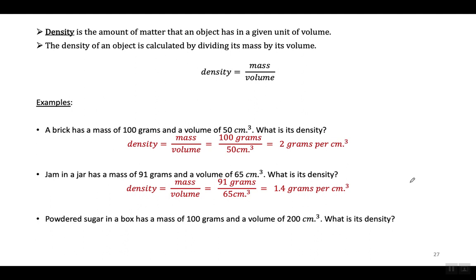Last example. Powdered sugar in a box has a mass of 100 grams and a volume of 200 cubic centimeters. What is its density? So again, divide the mass by the volume, and you're going to find that it has 0.5 grams of sugar per cubic centimeter.